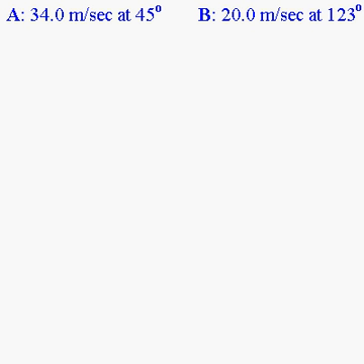Vector A has a magnitude of 34.0 meters per second, so it's some sort of velocity vector, and it's directed at an angle of 45 degrees. Vector B has a magnitude of 20.0 meters per second, and it is directed at an angle of 123 degrees. And the question is, what is the sum of vector A plus vector B?